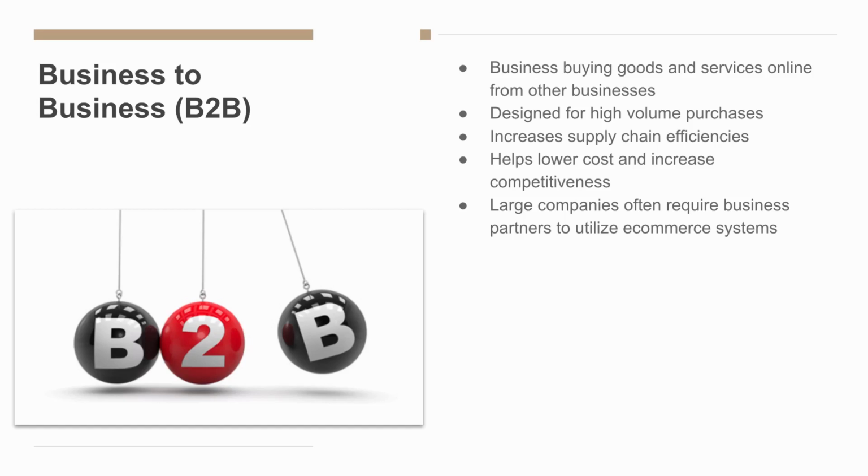Large companies often require business partners to utilize e-commerce systems. For example, General Electric, if you want to do business with them, they require that you send them transactions in a certain type of way, in a certain format. Typically it's called an EDI transaction, and they can mandate this due to their size. And so if you want to do business with GE, then you have to comply to their e-commerce requirements. So that's a little bit about business to business, or B2B commerce. Let's go ahead and look at our next model.